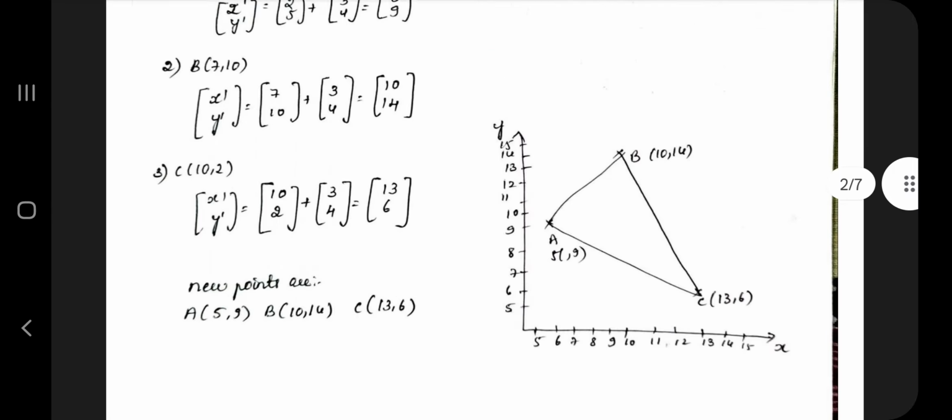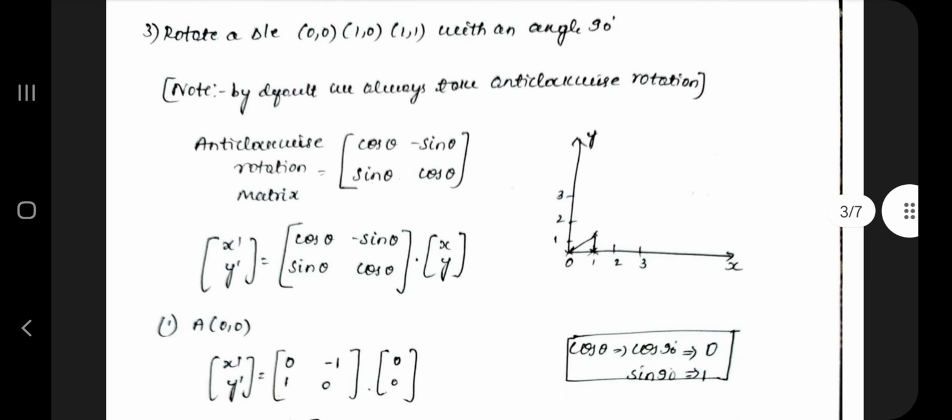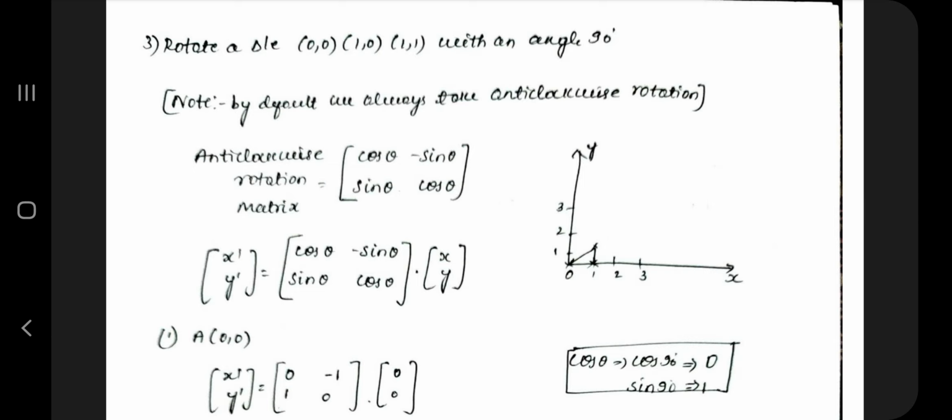You will get the final points, mark it. Okay, so this is the translated matrix. Then we have to rotate the triangle. For the rotation, first see what the angle is. Whatever angle is given, note it down. And the second thing you have to note down is whether it is anti-clockwise or clockwise. If nothing is given, it will obviously be anti-clockwise by default. Here they also mentioned to always take the anti-clockwise direction by default.